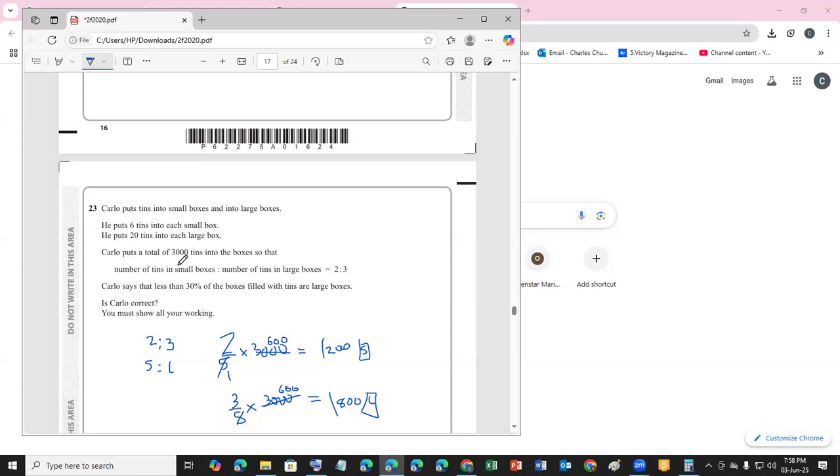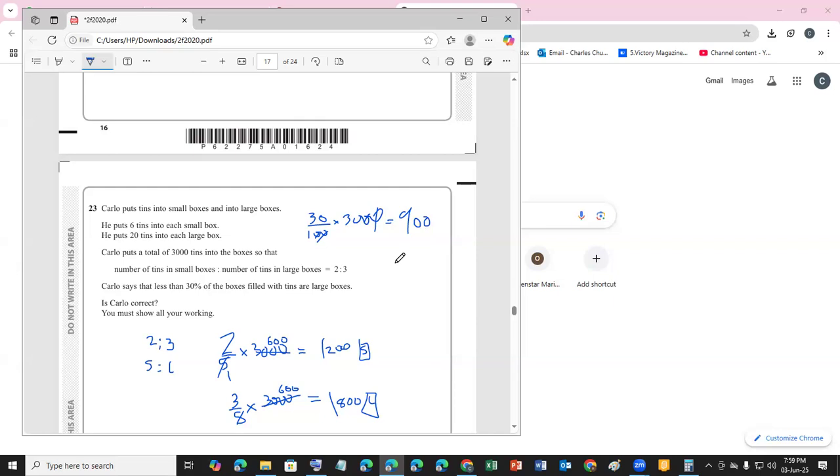Now, 30% of 3,000 is what? Because that's what we have to verify. 30% times 3,000. So let's quickly cancel things out. You got 900. Okay, good. Perfect. That's 900. So is it true? It's saying that less than 30% of, that's less than 900.